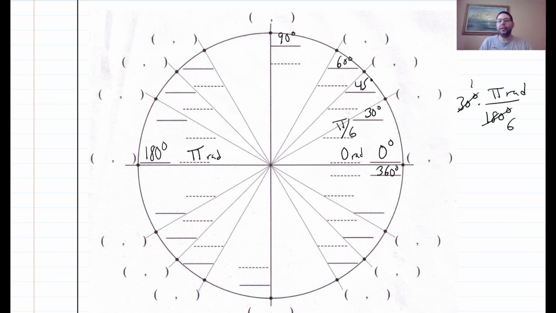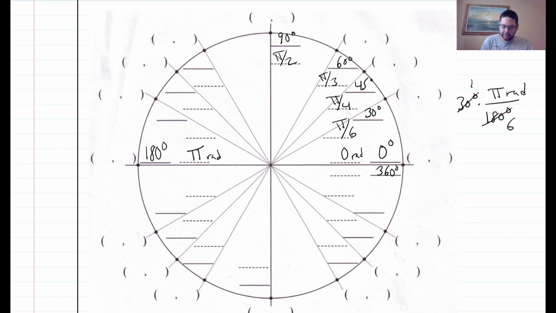All right, I'm not going to convert the other ones. I'm just going to go straight forward, okay? So 45 degrees, using the same conversion, it's going to be pi over 4. For 60 degrees, using the same conversion, it's going to be pi over 3. For 90 degrees, it's going to be pi over 2.